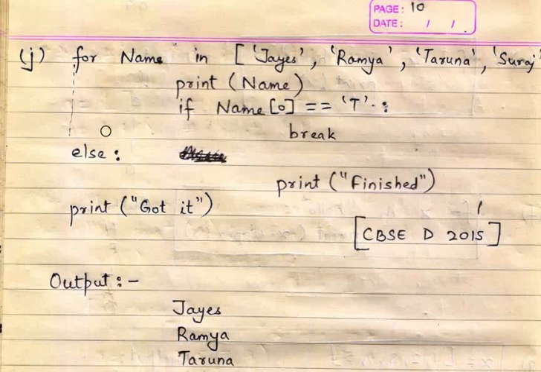So before telling you this question, I would like to tell you one thing: what name[0] means. Name is a variable, it is a string variable, and name[0] means the very first character of that particular value, right? So name is a variable storing some string, and name[0] means the 0th index character. The 0th index character means the very first character of the value stored in the variable name, right?